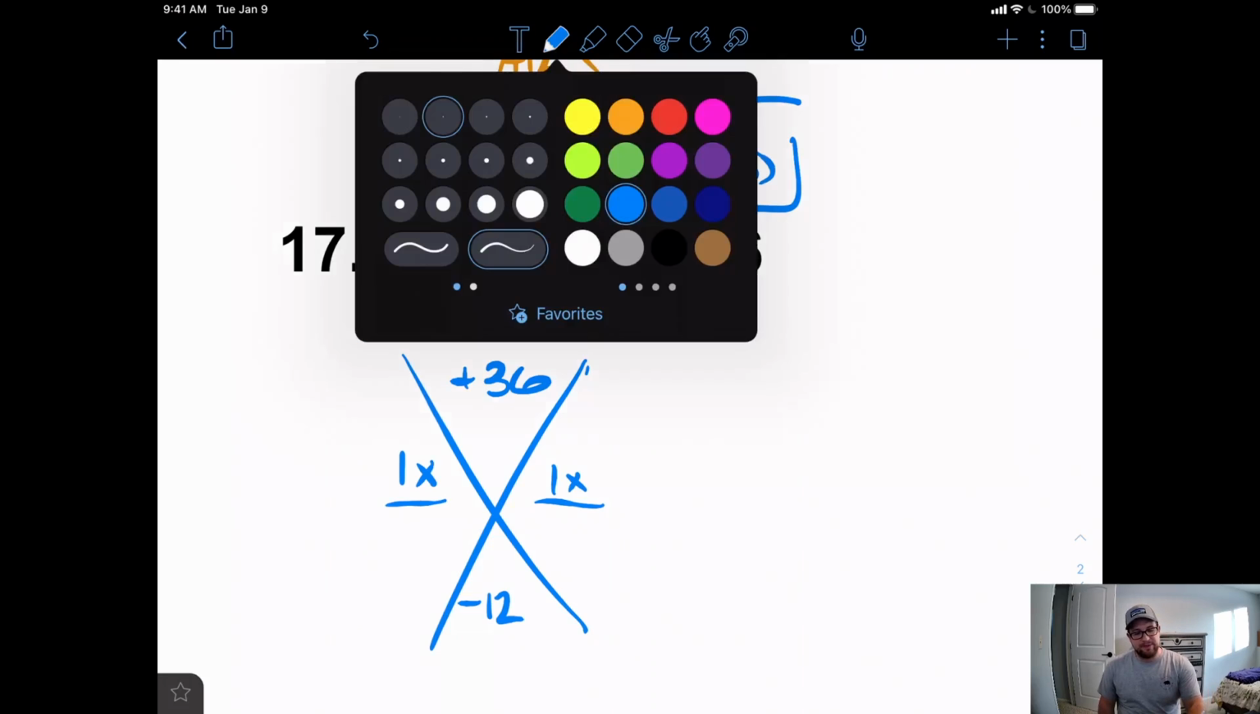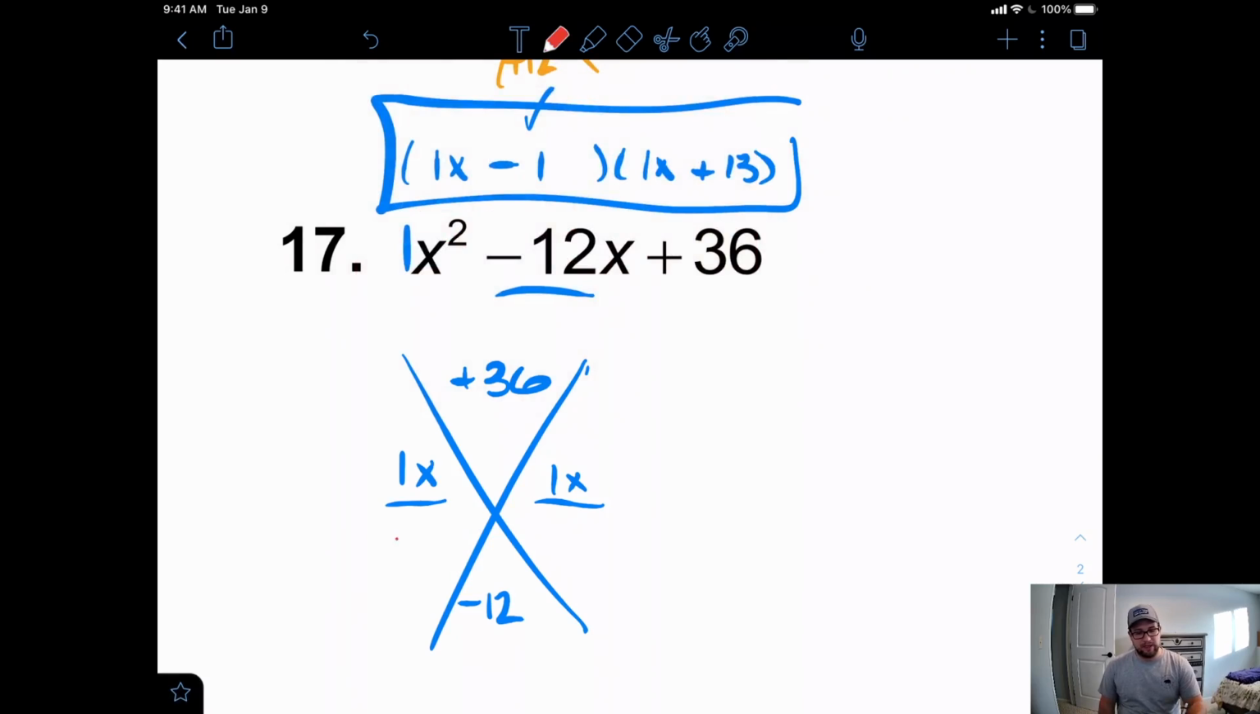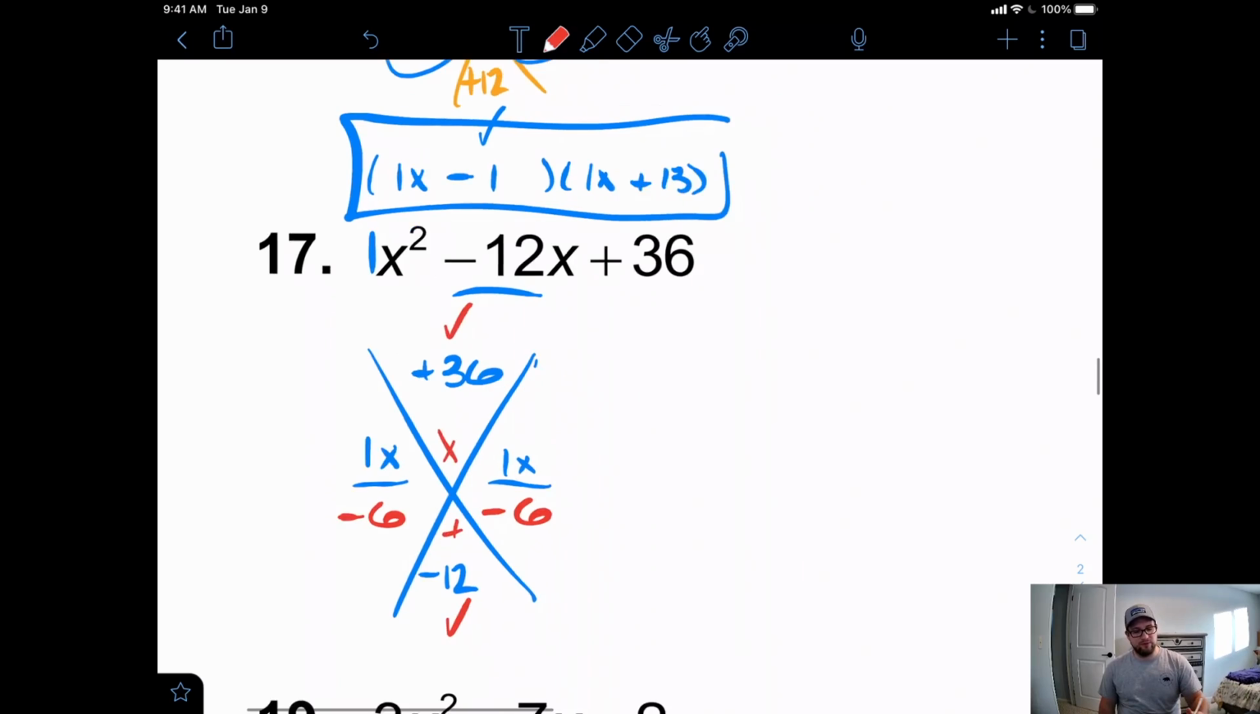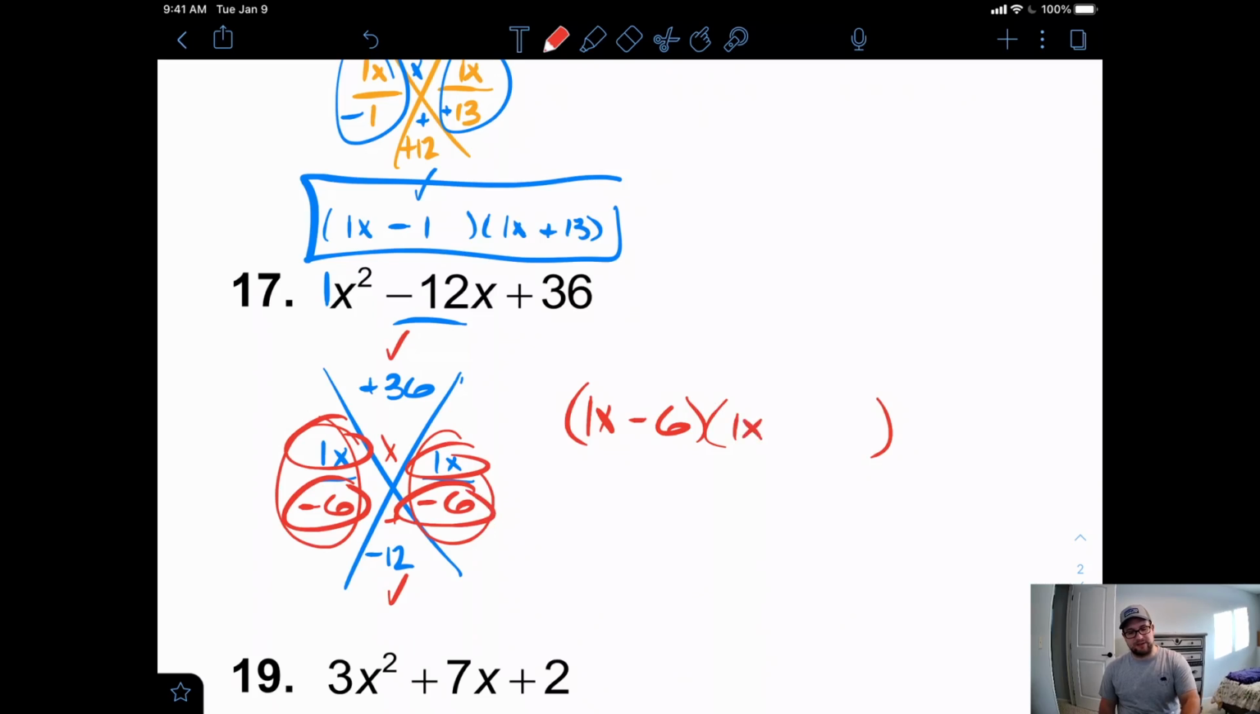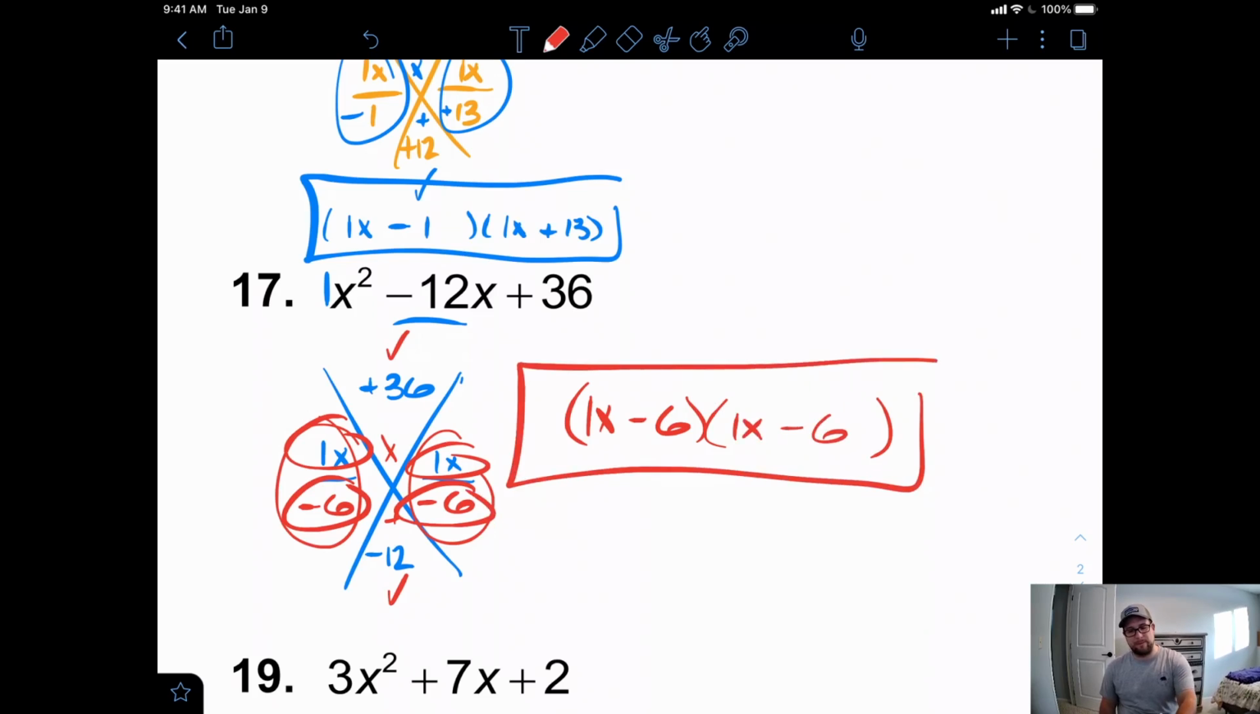The only way that happens is if they're both negative, so a negative 6 and a negative 6. They do multiply to give us a positive 36, and they do add to give us a negative 12. Our fractions don't reduce in either one of these situations, so my final answer will be 1x minus 6, which comes from this one, and then 1x minus 6, which comes from that one, which makes this our final answer.